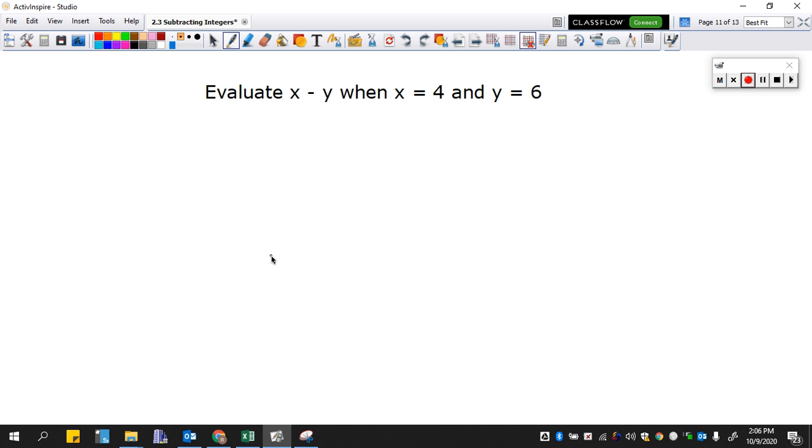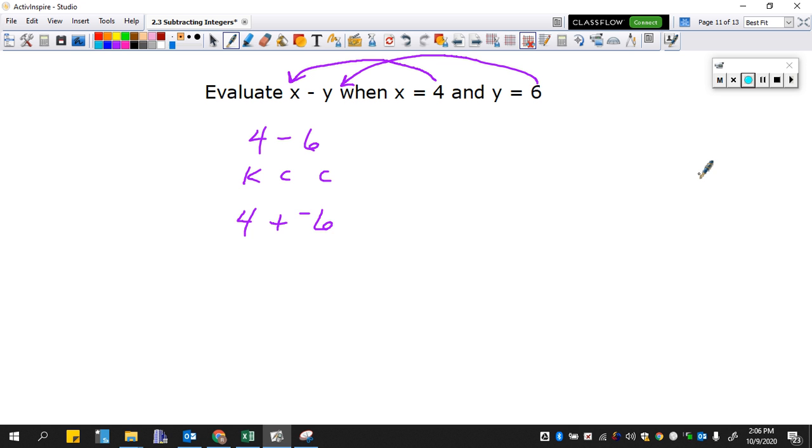x minus y, when x is 4 and y is 6. So we end up with 4 minus 6. Keep, change. Keep the first one, 4. Change the minus to a plus, and change the 6 to a -6.